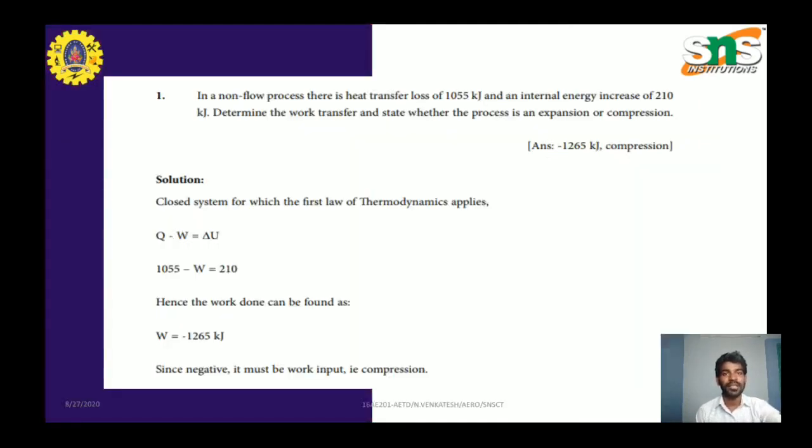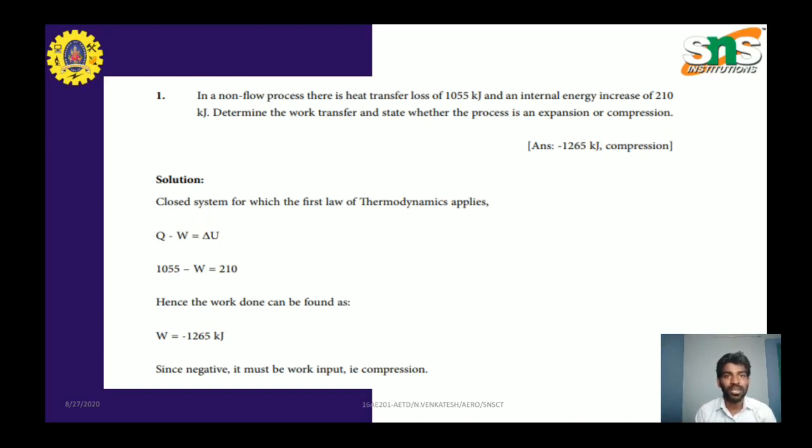Here is the problem. The first one is the principle of the first law of thermodynamics, the concept of heat transfer, work done, and change in internal energy. In a non-flow process, there is a heat transfer loss of 1055 kilojoule and an internal energy increase of 210 kilojoule. Determine the work transfer and state whether the process is an expansion or compression.